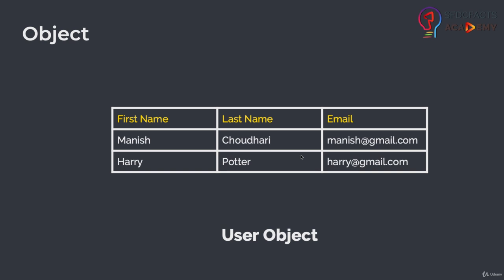Now this first name, last name and email, these are called fields. So first name is field one in the user object, then we have another field called last name, and then we have another field called email. In database terms, you can also call these columns. And Manish Chaudhary and Harry Potter are the records. So this table or this object has two records. In database terms, you can also call a record a row or a table row. So just to reiterate, a Salesforce object is just a schema to store your data, and it stores your data in tabular format.